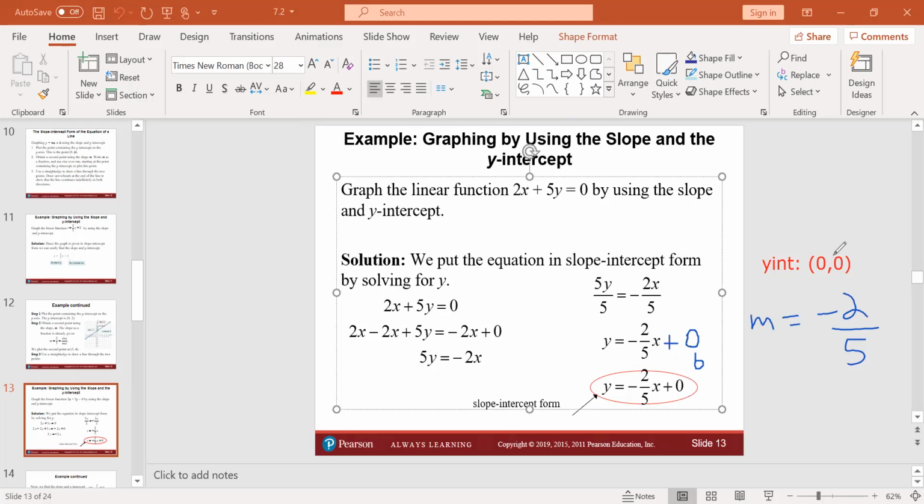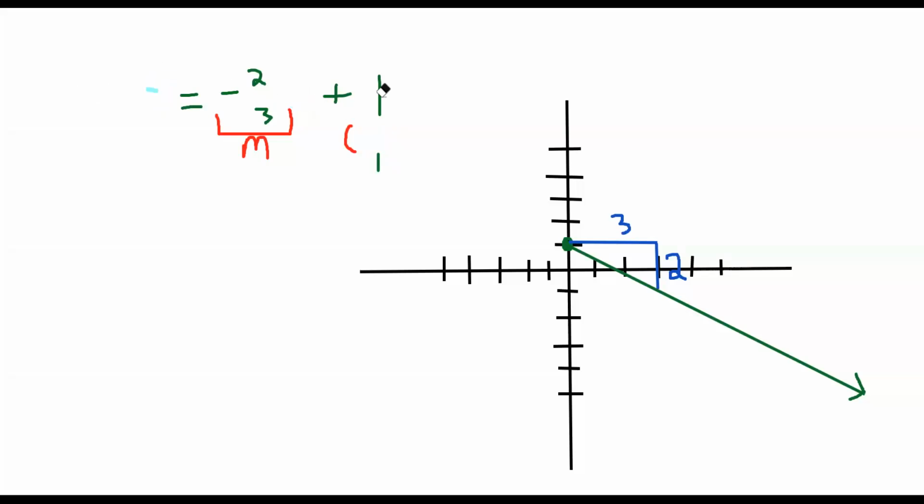So it crosses through the point 0, 0. The slope's -2 over 5. Let's go graph that. Let's see how much of this we can just preserve.